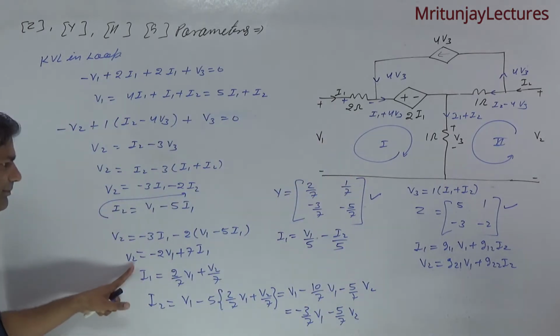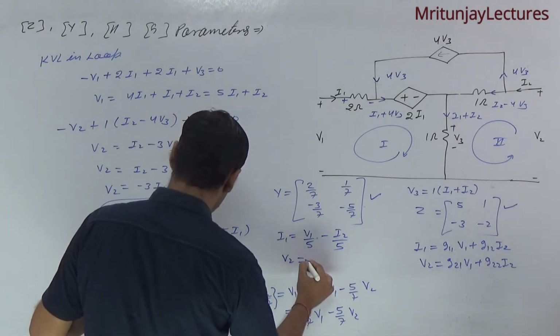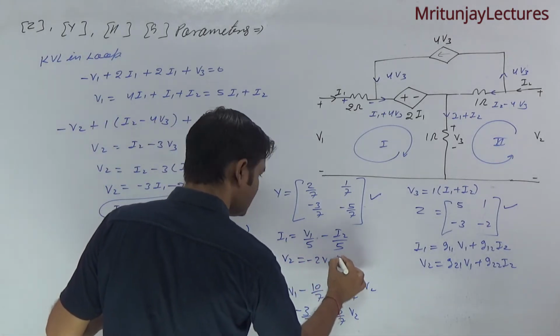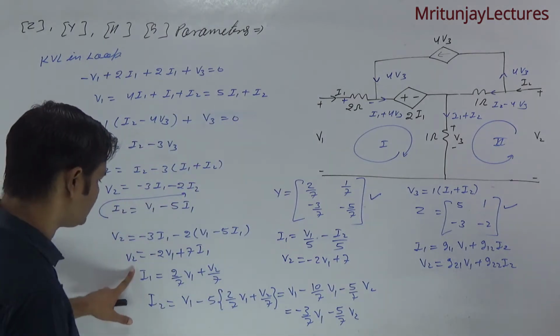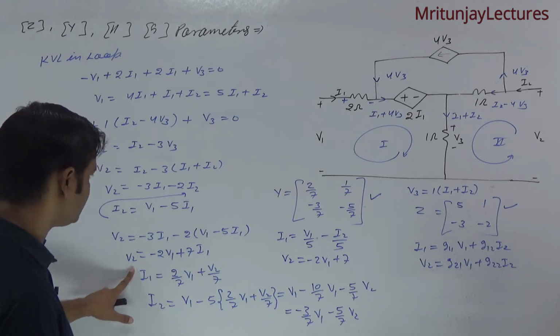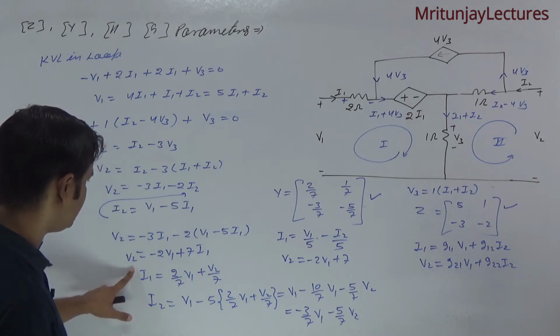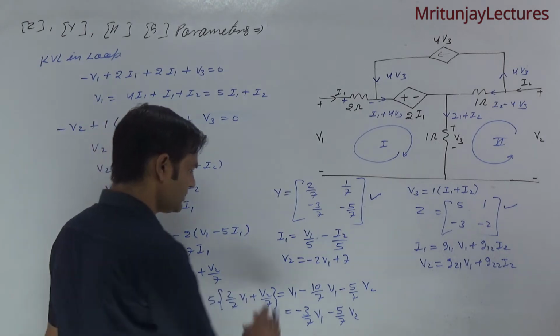From here, V2 will be equal to minus 2V1 plus 7, our motto corresponding to I2, V1, V2 and I2. So V2, I2 corresponding to here.